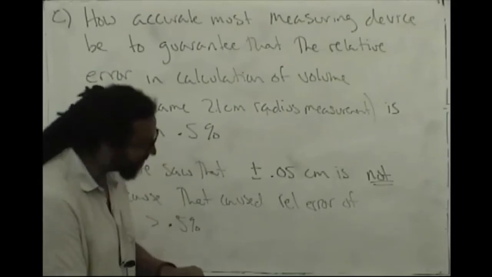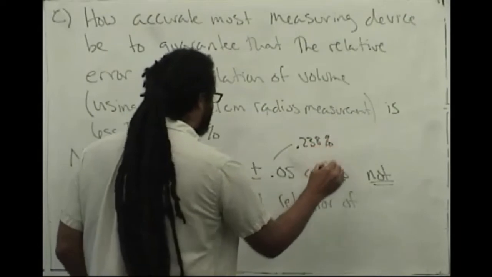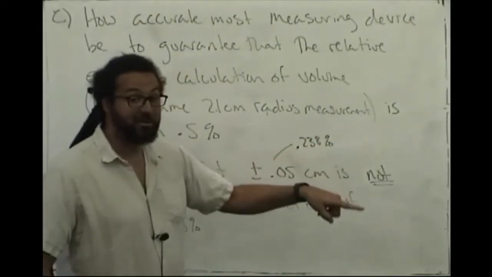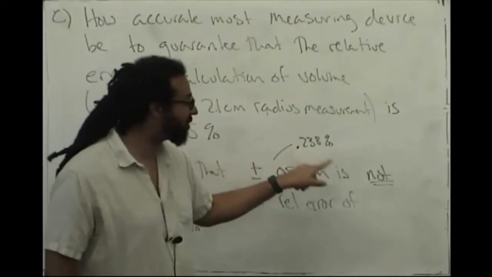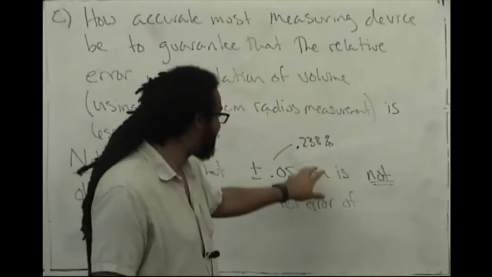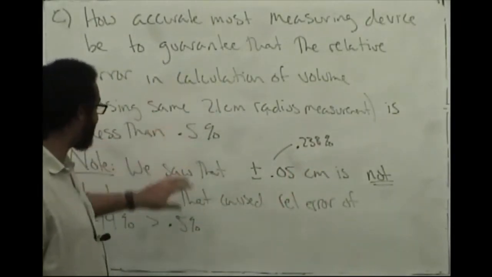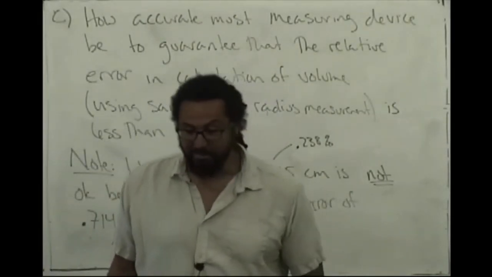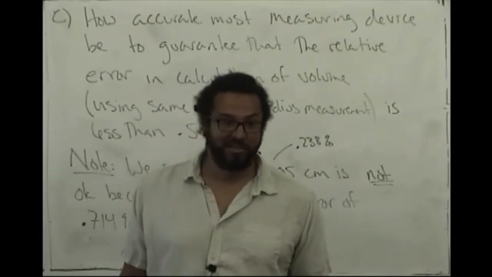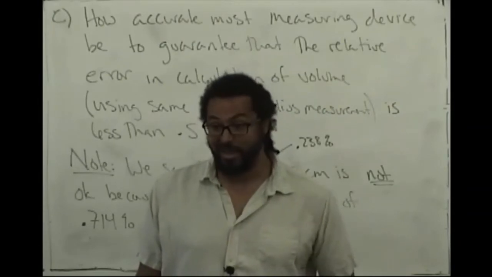So that measurement was 0.238%. So this new instrument that we use had better be more accurate than being off by 0.238%. The percentage has got to be less than that in order to guarantee that our calculation of volume is going to be smaller than 0.5%. So how are we going to do this? Well, much like the same thing we've been doing with all these other inequalities, we'll set up some inequality and solve and see what happens.